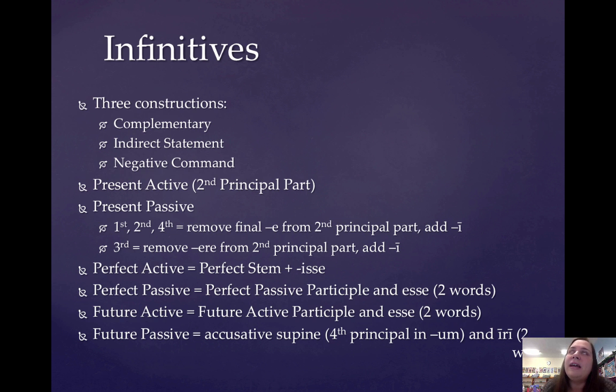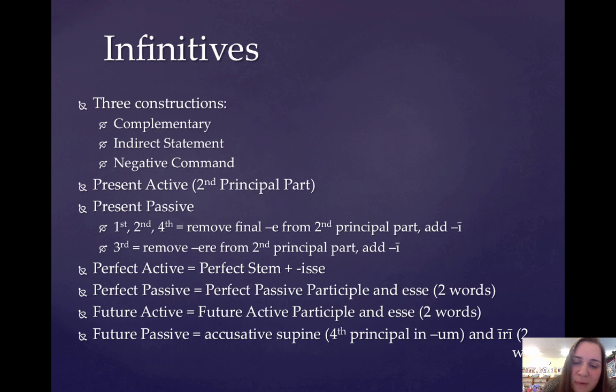And the future passive infinitive. Okay, the future passive infinitive is actually a very rare form, but it does exist. In fact, my AP students and I recently came across a future passive infinitive. So they're rare, but they do exist and you will come across them from time to time. You form the future passive infinitive with the accusative supine, which is the fourth principal part with the ending -um only, and the word iri, I-R-I. So it's also a two-word construction.